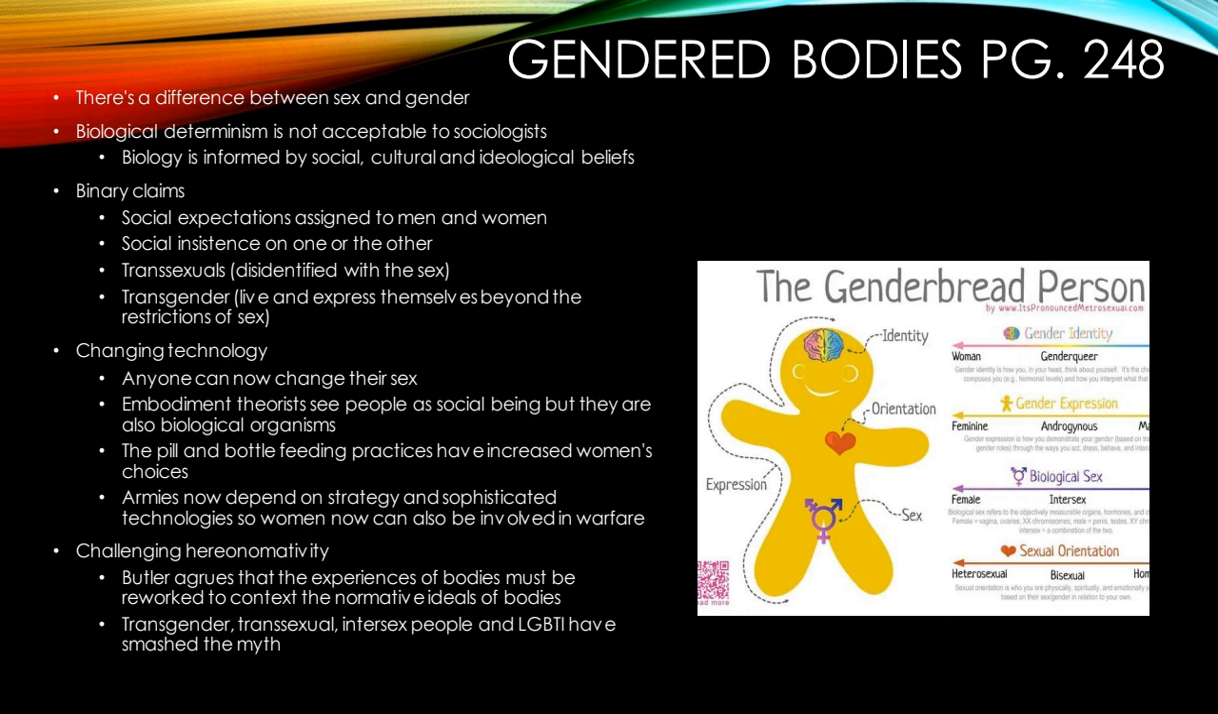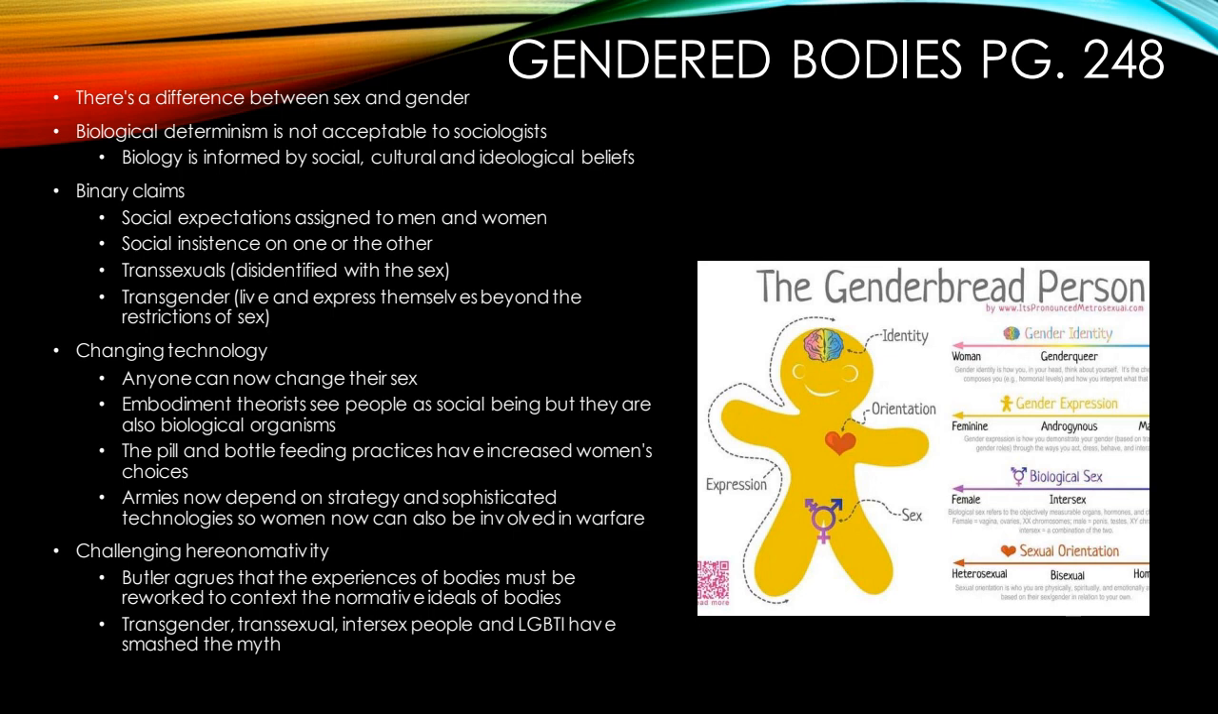When we're talking about sex, we are talking about the biological makeup that you are born with, or rather the biological features that you're born with. And then when we are talking about gender, we are talking about something different, of which we will get into how we see it as different in sociology. So we are looking at gender in the context of society, in the context of culture, and also in the context of ideological beliefs.